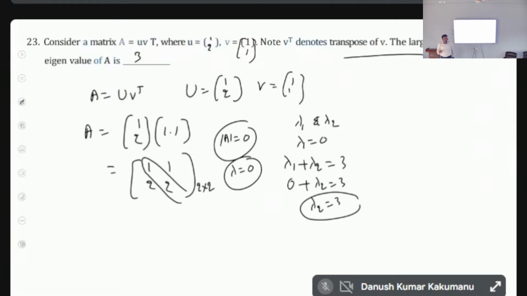First of all, what did you confirm? It is a singular matrix. Since it is a singular matrix, one of the eigenvalues must be 0. The other eigenvalue we get using the property that the sum of the eigenvalues is the trace. Next.